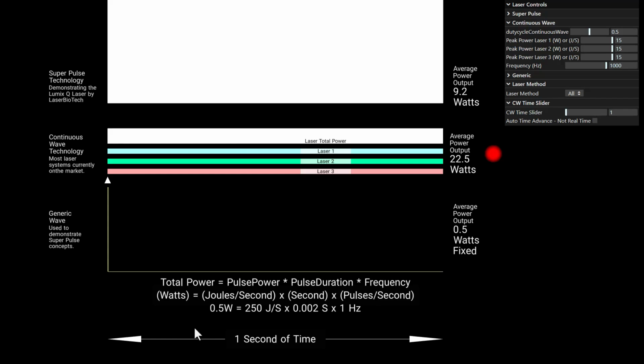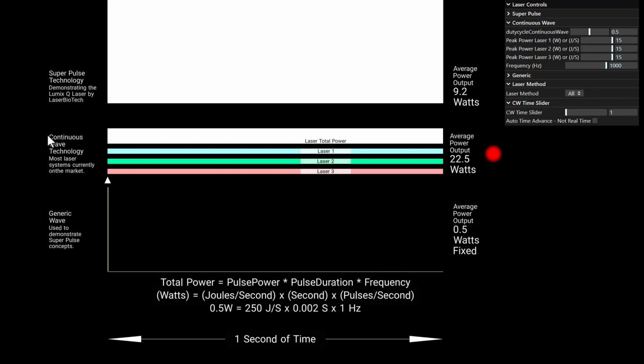Now, when we start here, I want to just note that time is along the bottom. So this is just like a graph. These are three graphs. The top one here, and then this one here, and then this one here. Three different graphs: generic wave, continuous wave, and superpulse technology. But time is along the bottom, and the y-axis, the up-down axis, is power. So the higher the level here, the higher the power.